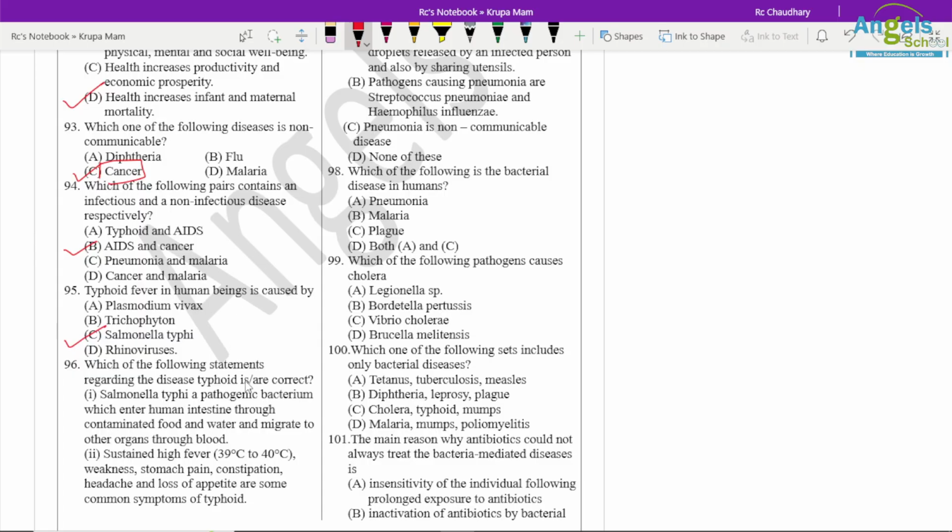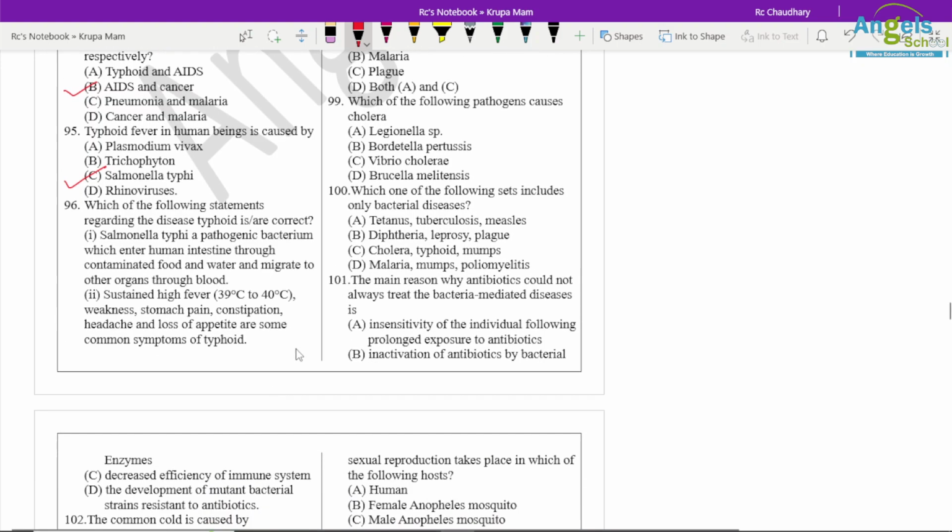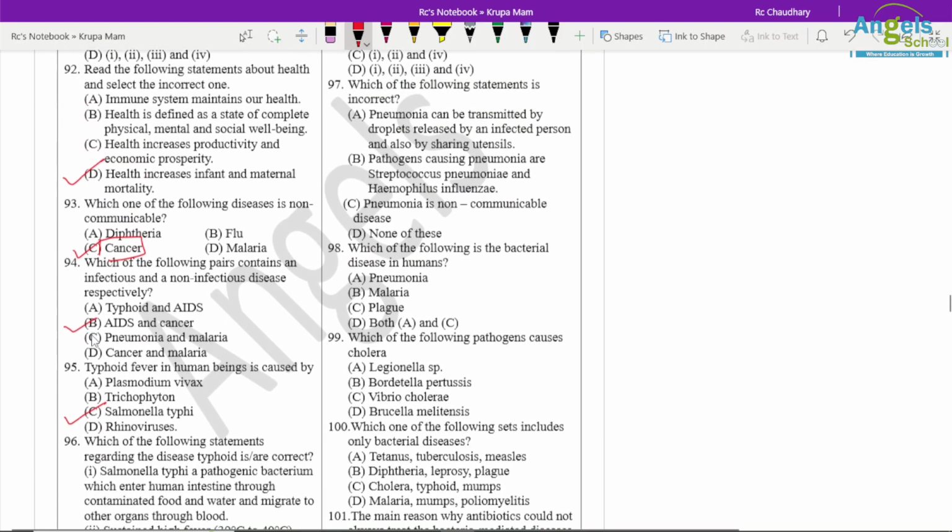Typhoid fever in human beings is caused by Salmonella typhi, the causative agent for typhoid. Which of the following statements regarding typhoid is correct? Salmonella typhi is a pathogen, a bacterium which enters the human intestine through contaminated food and water and migrates to other organs through blood. NCERT की लाइन है ये. Sustained high fever, weakness, stomach pain, constipation, headache, loss of appetite are some common symptoms. Again, right option है ये.